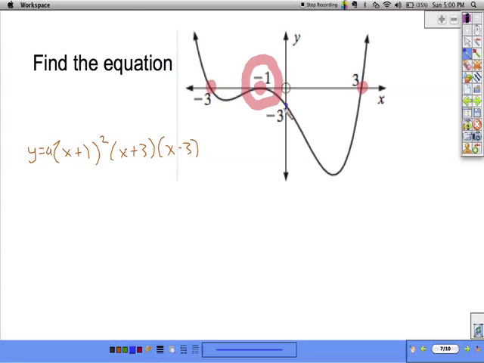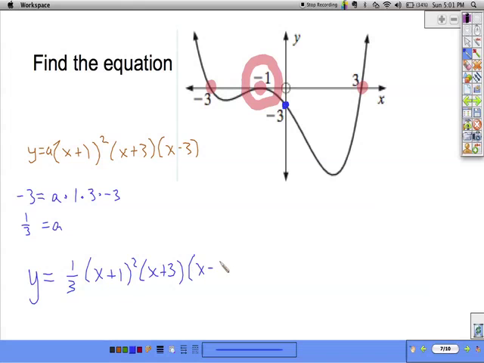And we know a point on the graph as the y-intercept. x is 0, y is negative 3. So I plug in negative 3 for y, 0 for x. We find that a is equal to 1/3. So my equation for this fourth degree polynomial is y equals 1/3 times x plus 1 quantity squared times x plus 3 times x minus 3.